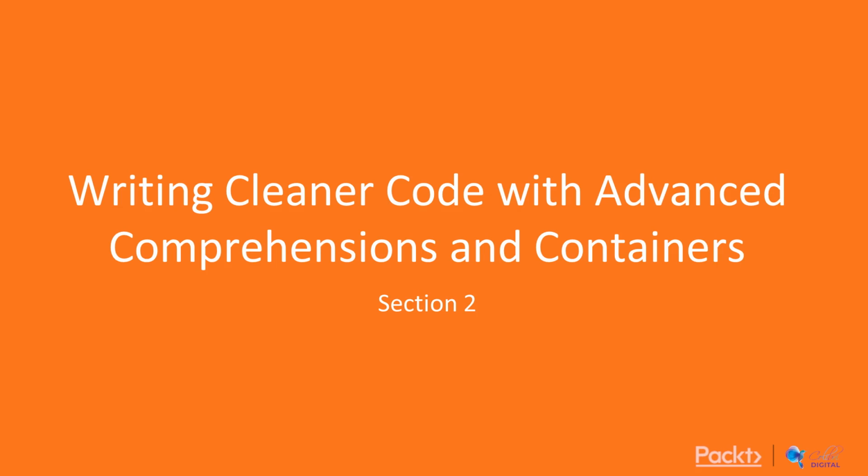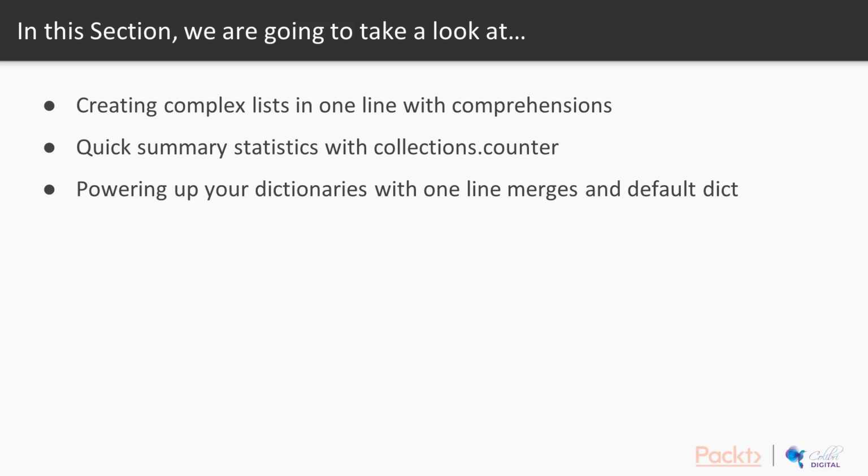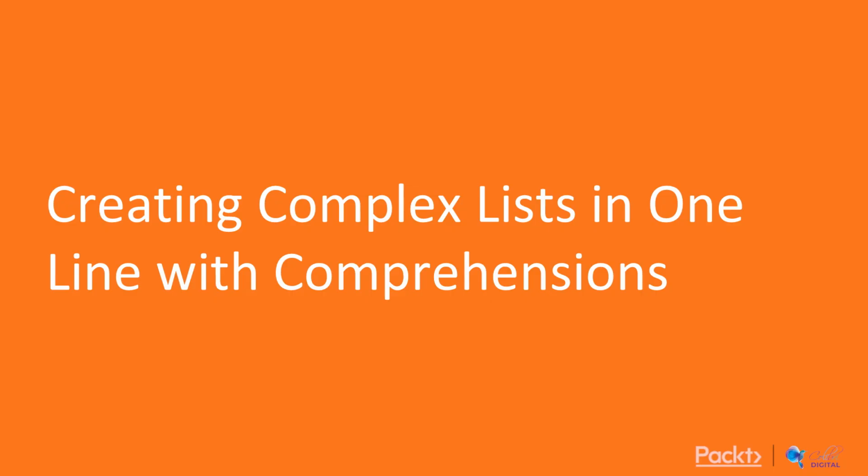In this module, we are going to write cleaner code with advanced comprehension and containers. So let's get straight into it. In this section, we create complex lists in one line with comprehension, quick summary statistics with collections.Counter, and power up your dictionaries with one-line merges and defaultdicts. So let's talk about creating complex lists.